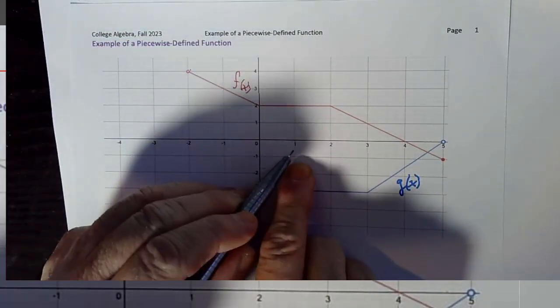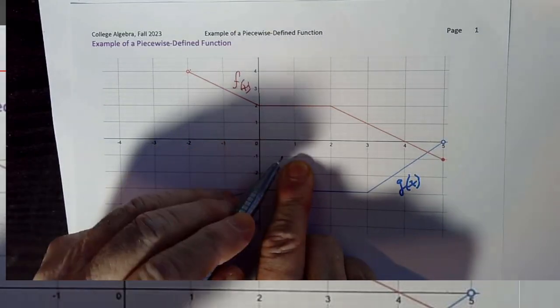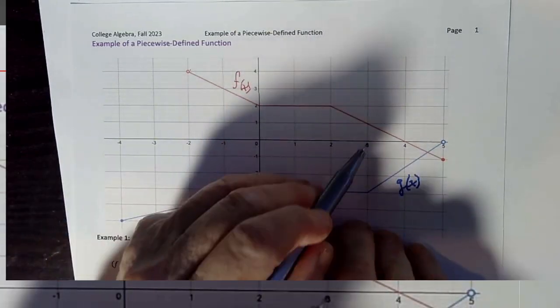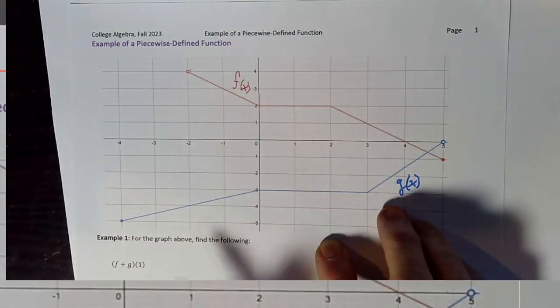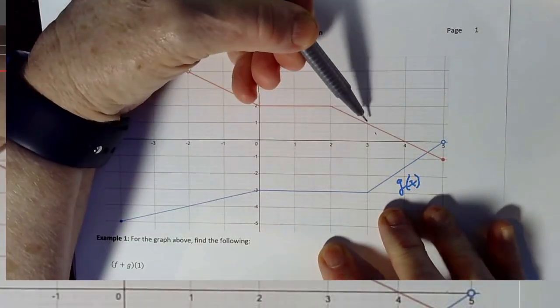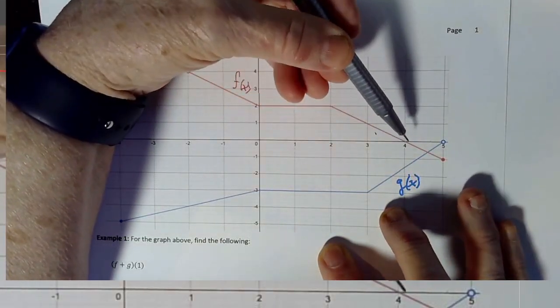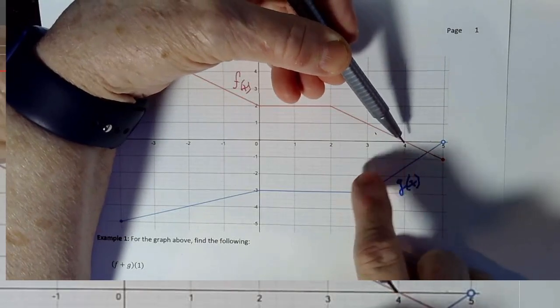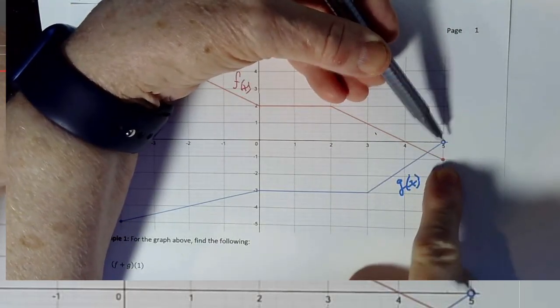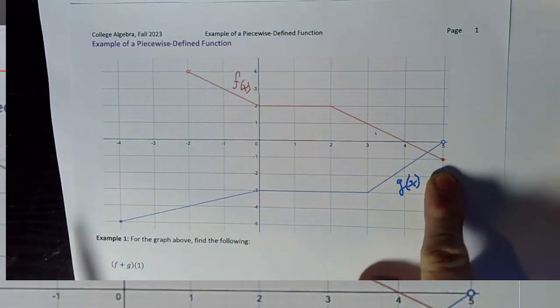So at 1, f of x is equal to 2. At 2. At 3, f of x is equal to 1. At 4, f of x is equal to 0. And at 5, f of x is equal to -1.